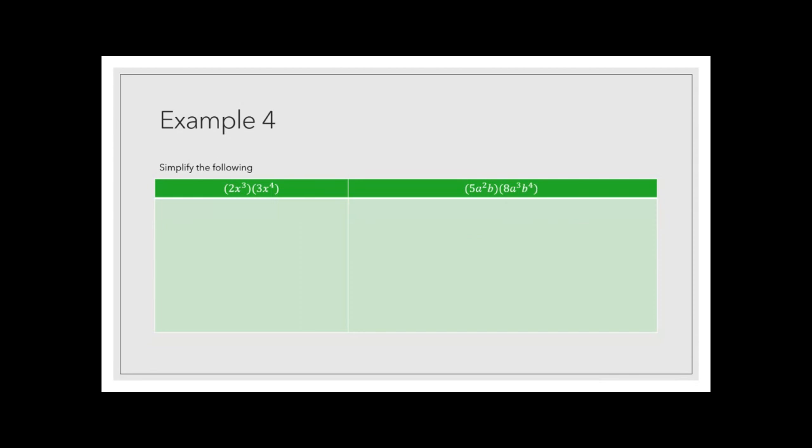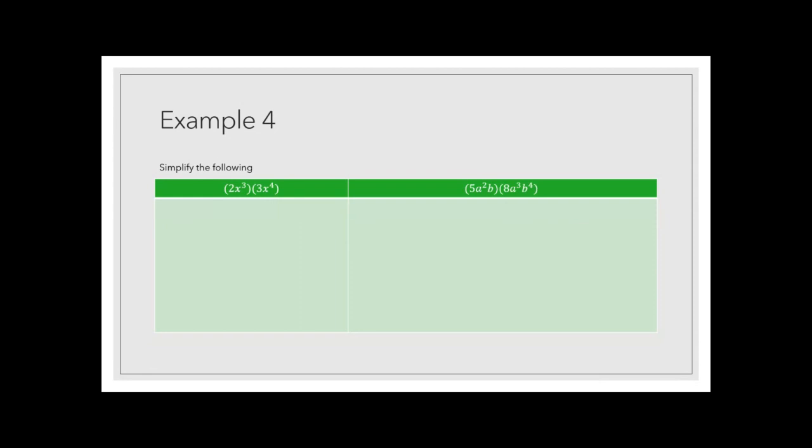So let's look at my example 4 here, where I've got ones that start involving numbers and different combinations of letters. The first one on the left, I have 2x cubed times 3x to the 4th. When we have things that are multiplied together, we have the commutative property, which says that you can rearrange the order that things are multiplied. And so that's what we're going to do.